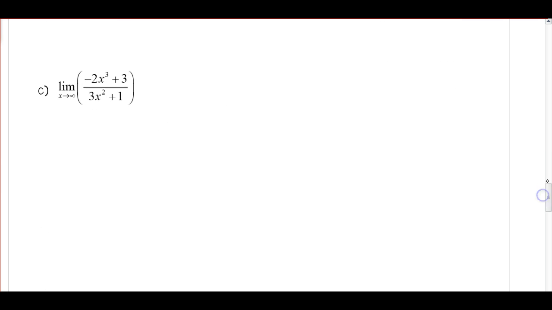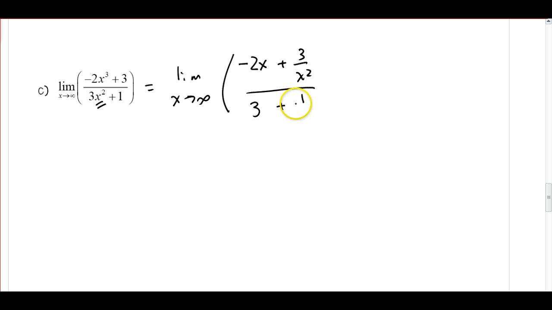Alright, moving on to example C. Again, if you want to try this on your own, feel free to pause the video. Otherwise, I'm going to work this out. I've got the limit as x approaches infinity. Again, our highest power term in the denominator is x squared, so I'm going to divide everything by x squared. So this first term becomes negative 2x. The second term becomes 3 over x squared. In the denominator, we have 3, and then 1 over x squared.